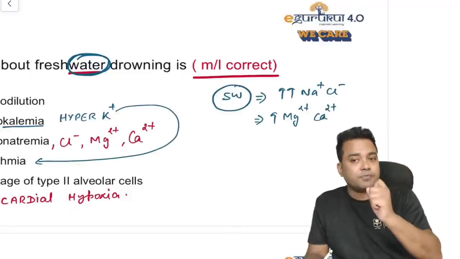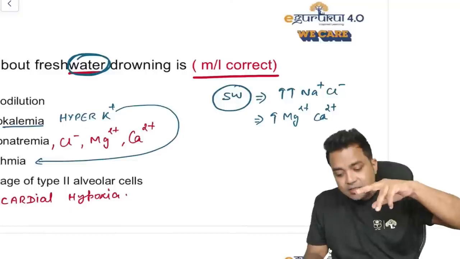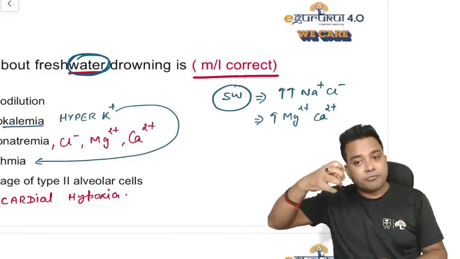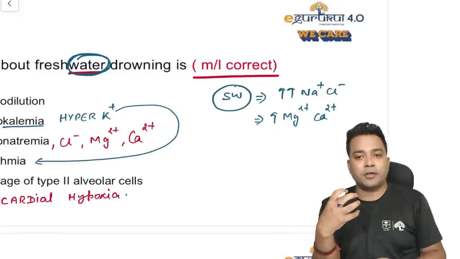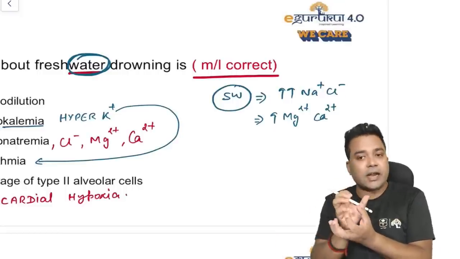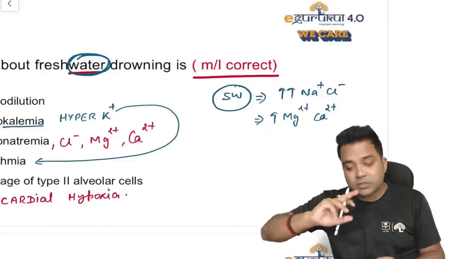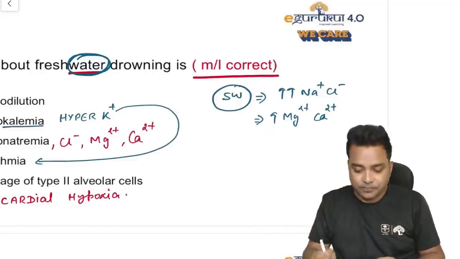What about potassium? There is no significant change in the levels of potassium. Why? Because the maximum potassium is present within the RBC compartment. RBCs remain intact. They shrink in size, but they don't rupture in salt water. So there is no significant change in potassium level.